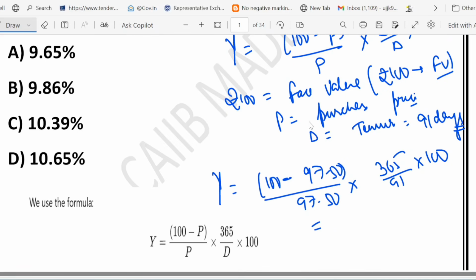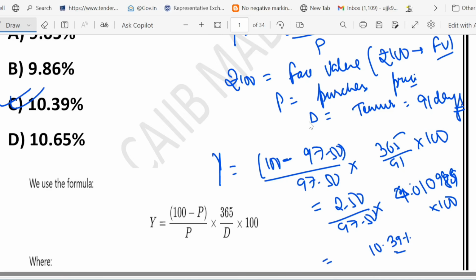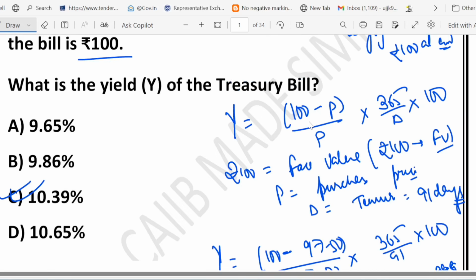So it will give us 2.50 upon 97.50 multiplied by 4.010989 and multiplied by 100. Ultimately it will give you 10.39%. So option number C is the correct one. I request you to please remember this formula. Sometimes they give you the price and ask you the yield, and sometimes they give you the yield and ask you the price. So both ways you can find the answer.